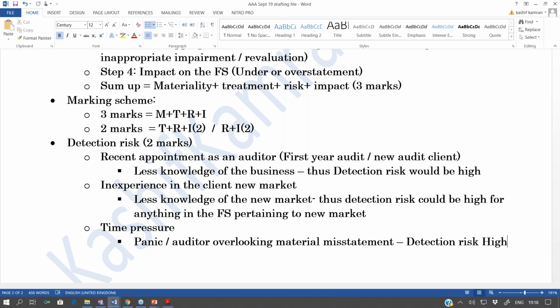Number one, is everyone clear on the structure of the audit risk? Does everyone know that audit risk comprises two things, RoMM and detection risk? And that RoMM comes from accounting treatments and can come from control related problems, right? And is everyone clear on the marking schemes? 3 marks and 2 marks. And the final thing, detection risk. Whenever the auditor has less knowledge of the business, it will increase the detection risk, right? Because what is the meaning of detection risk? Auditor fails. So if the auditor has less knowledge of the business, the auditor will fail.